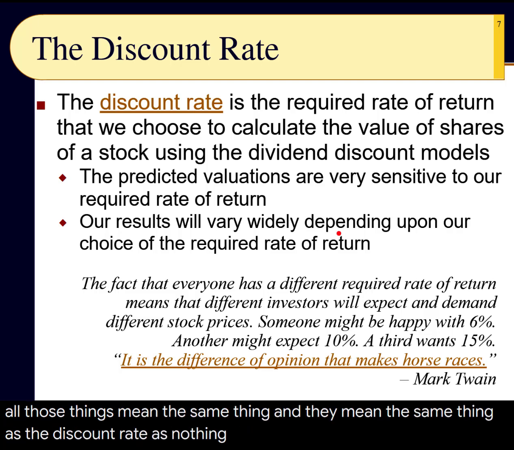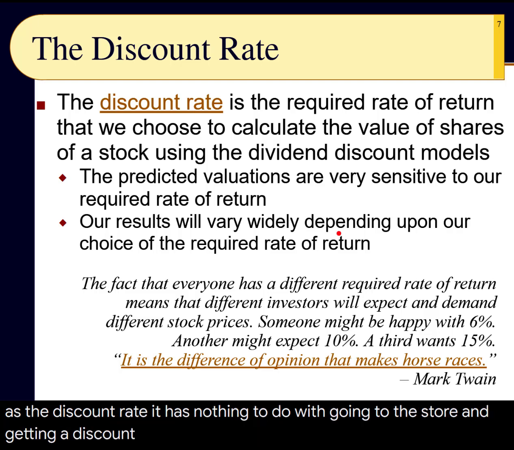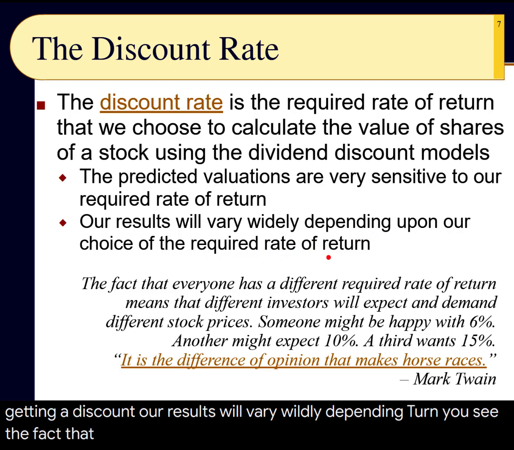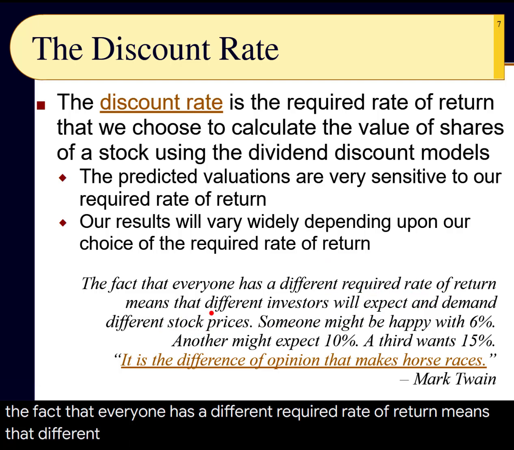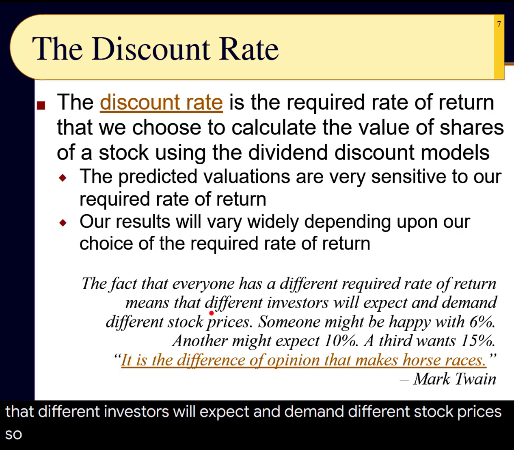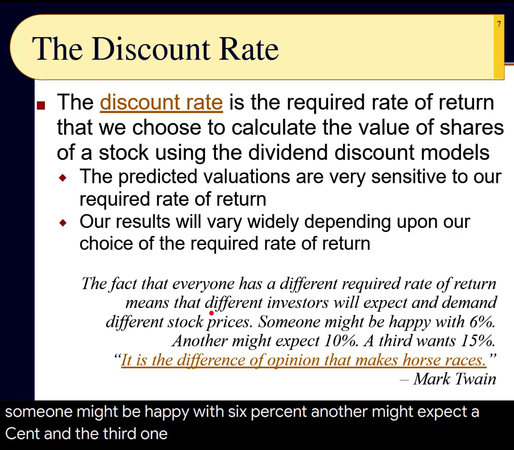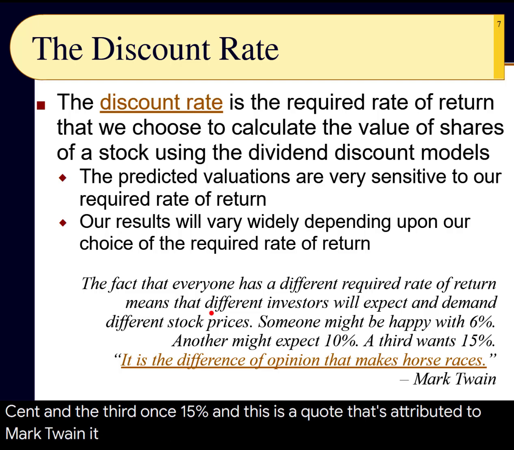It has nothing to do with going to the store and getting a discount. Our results will vary wildly depending upon our choice of the required rate of return. You see, the fact that everyone has a different required rate of return means that different investors will expect and demand different stock prices. One might be happy with 6%, another might expect 10%, and a third wants 15%. And this is a quote that's attributed to Mark Twain. It is the difference of opinion that makes horse races.